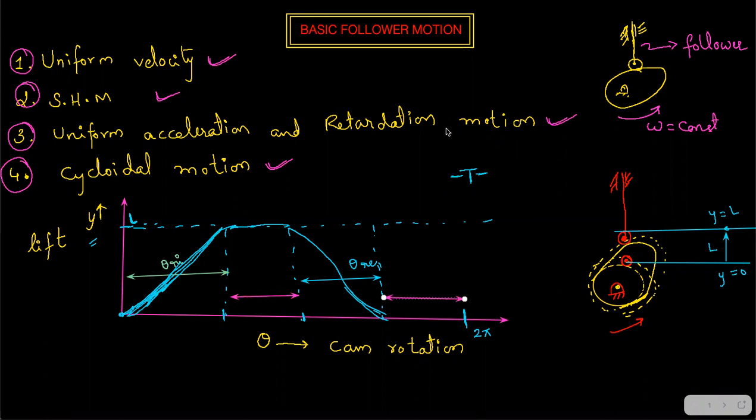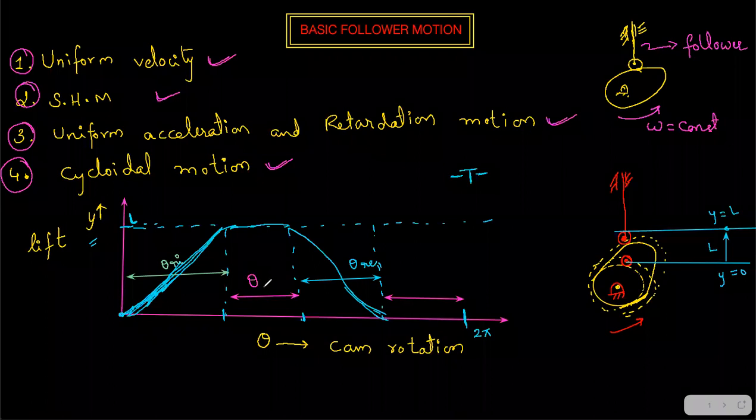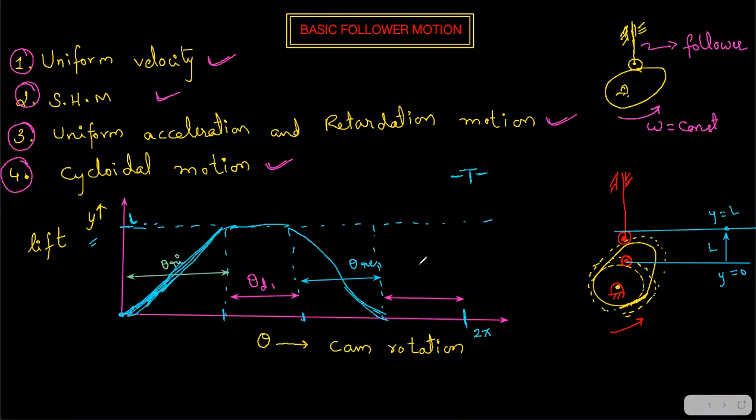And again the cycle will repeat. Again the cycle will repeat, till 2 pi it started, right? So theta dwell 1, theta dwell 2. Dwell, rise, and return. So this is the basic motion.